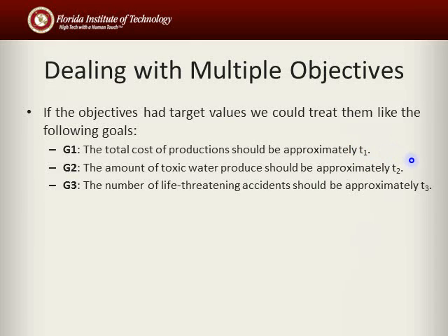We can say for goal number 2 that the amount of toxic water produced should be approximately that T sub 2 value, or that target goal for that objective. And goal number 3, you can say the number of life-threatening accidents should be approximately T sub 3, or a target value for that goal.